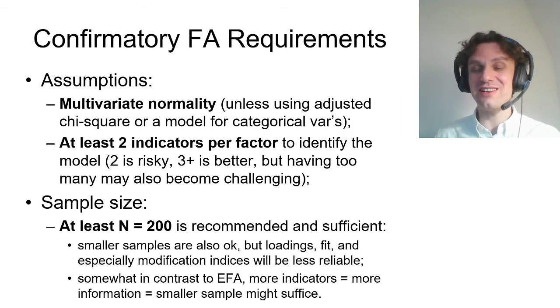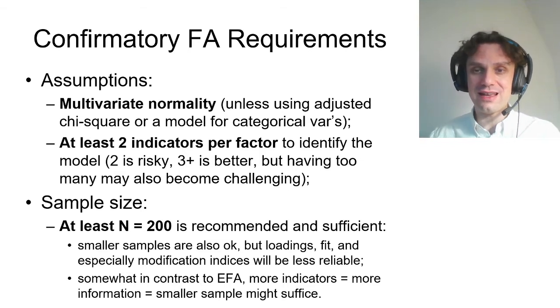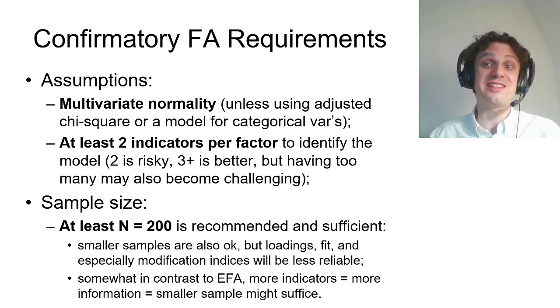And in confirmatory factor analysis, it's actually vice versa. The more variables you have, the more degrees of freedom you have, the more information you have in your data, and the more trustworthy your model becomes, even in smaller samples.